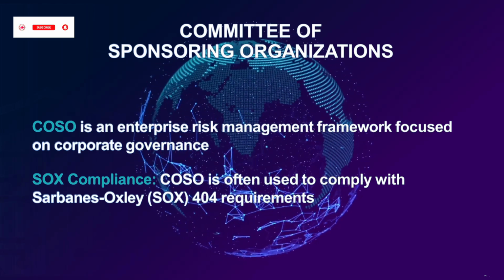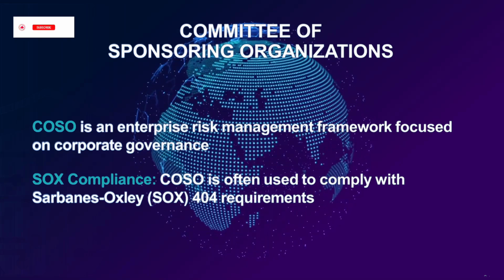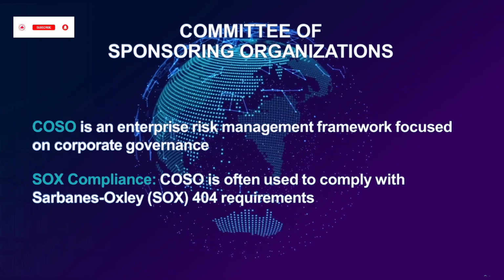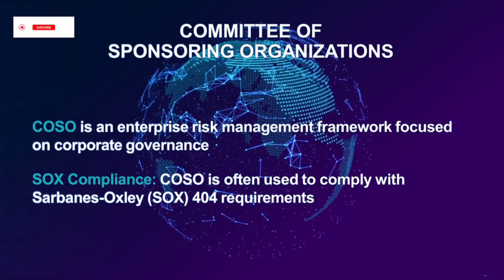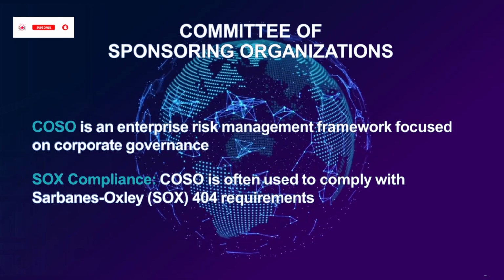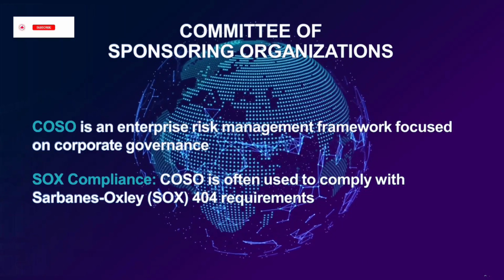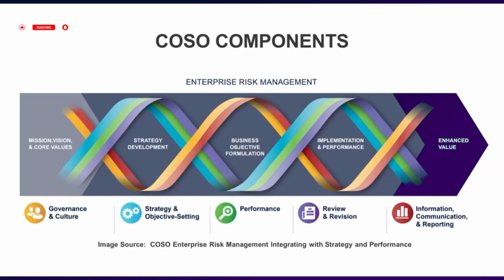Now, the components within COSO are a little bit different than what we talked about in the other risk frameworks, starting with governance and culture. And you can see that the factor here is mission, vision, and core values. So we are really looking at setting the stage, setting the tone within the organization of how risk is going to be managed. And we talked about culture in the ISO 31000, right?